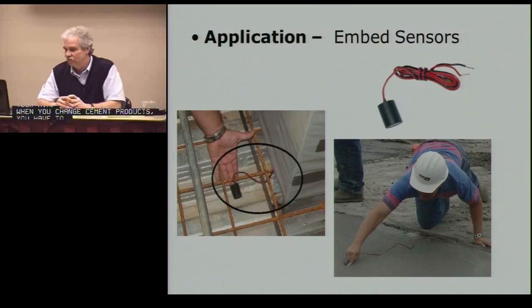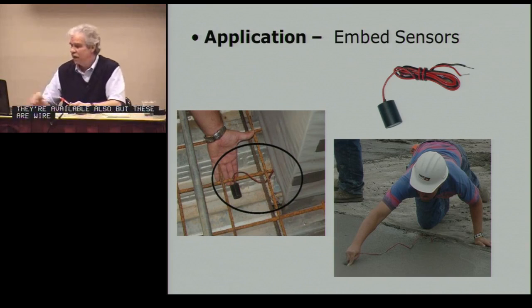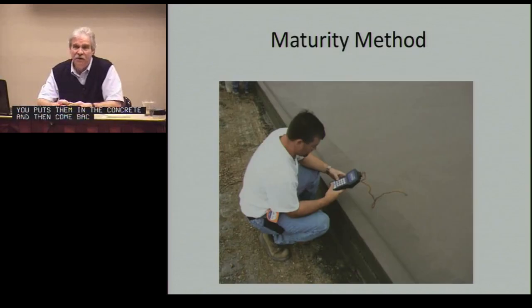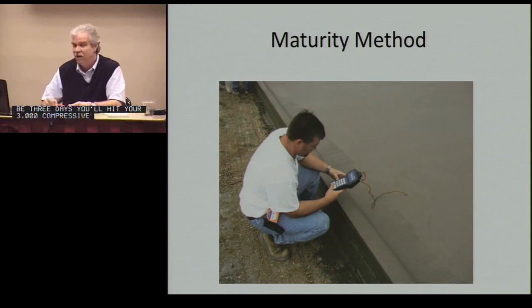And then what you do in the field is you embed these sensors. These are wire sensors, though wireless sensors are available also. You put them in the concrete, and then you come back with your meter and you read it. Sometimes it'll take 3 days to hit your 3,000 pound compressive strength. Sometimes it'll take 5 days. It depends on the weather. Colder weather is going to take longer.